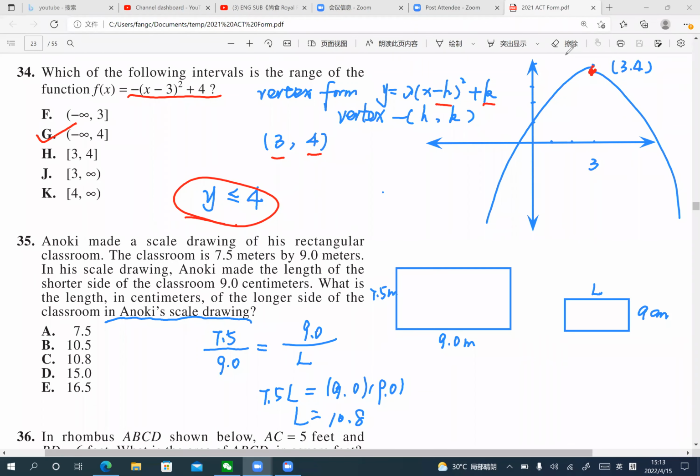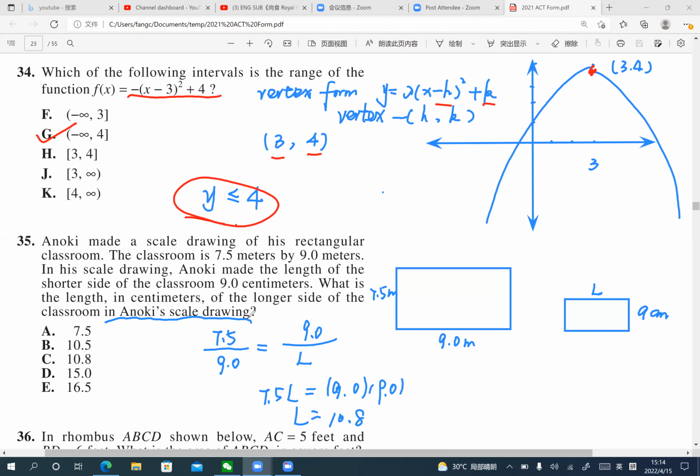Question 35. Anoki made a scale drawing of his rectangular classroom. The classroom is 7.5 meters by 9.0 meters. In his scale drawing, Anoki made the length of the shorter side of the classroom 9.0 centimeters. What is the length in centimeters of the longer side of the classroom in Anoki's scale drawing? We can find the length of the longer side by writing a proportion. So 7.5 over 9.0 equals 9.0 over L, if we use L to represent the length of the longer side of the classroom in his scale drawing.